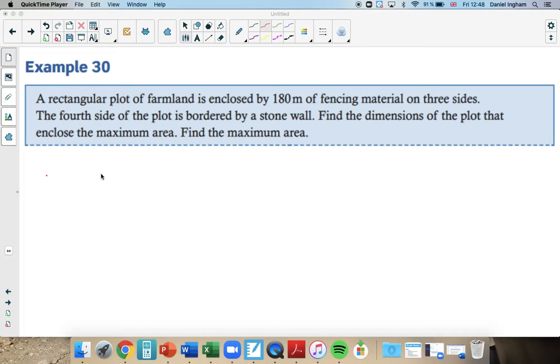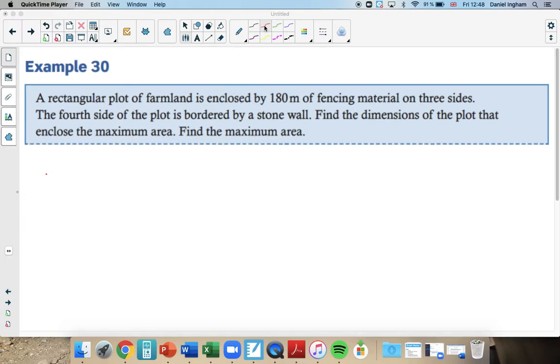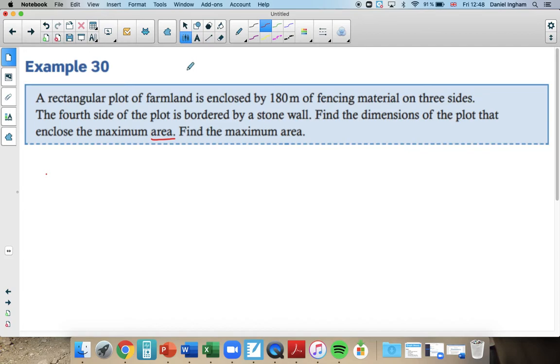So another type of optimization problem is one like this, which is kind of the open box type question. In this case, we've got a problem that's just in 2 dimensions because we're just looking at area. So we've got a rectangular plot of farmland enclosed by 180 metres of fencing material on 3 sides. The 4th side of the plot is bordered by a stone wall. Find the dimensions of the plot that enclose the maximum area. Find the maximum area.